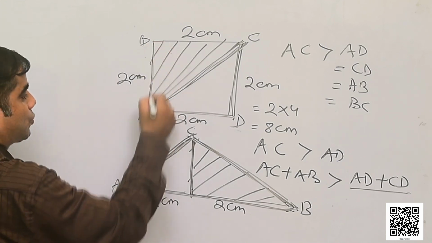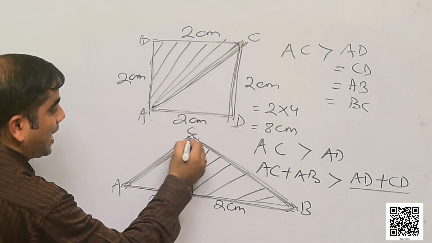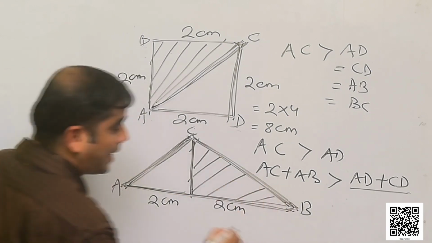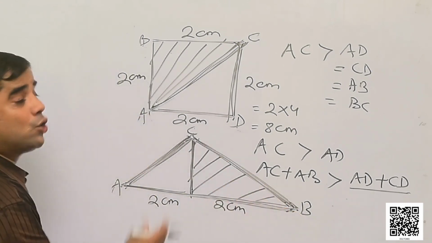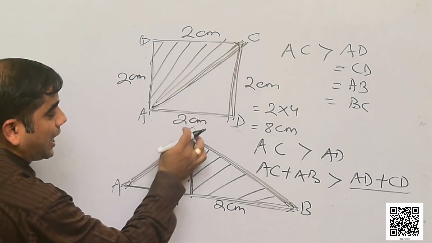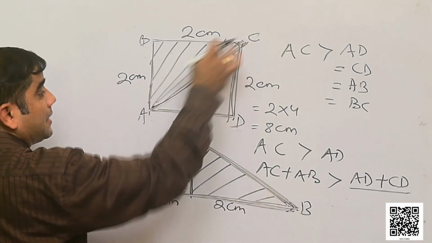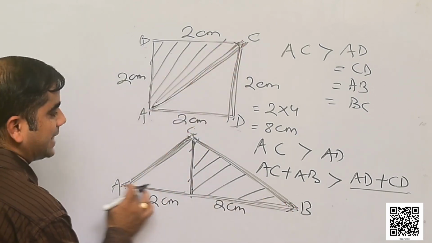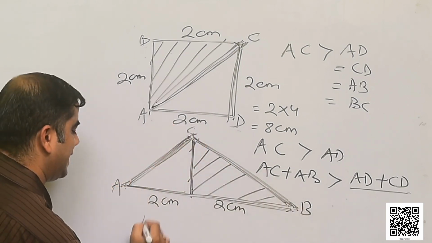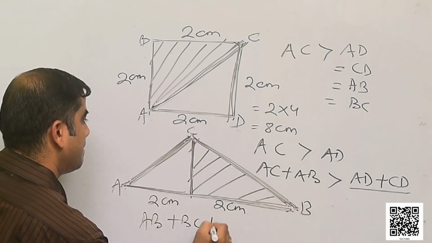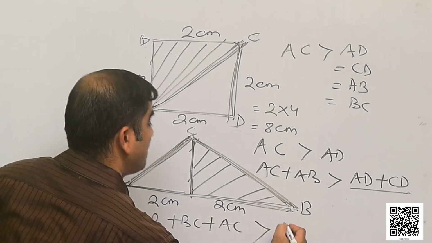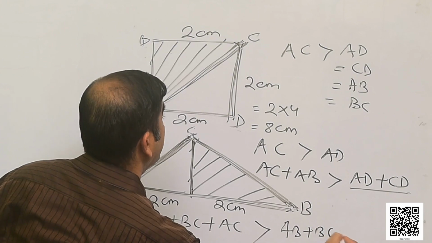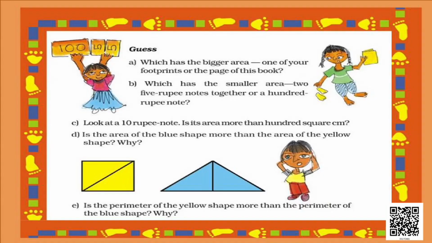In the square I have 4 sides, here I have 3 sides, but this side is equal to 2 sides of the square. That means the sum of the 3 sides AB, BC and AC, that is AB plus BC plus AC, is greater than AB plus BC plus CD plus AD. This is a triangle and this is your square.